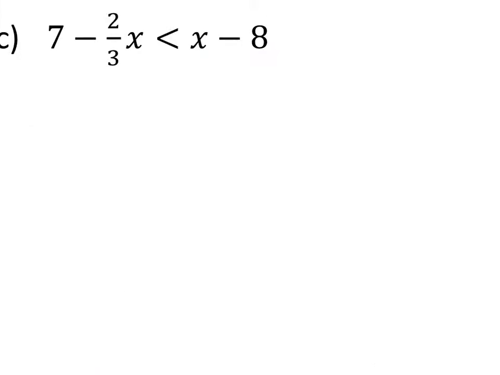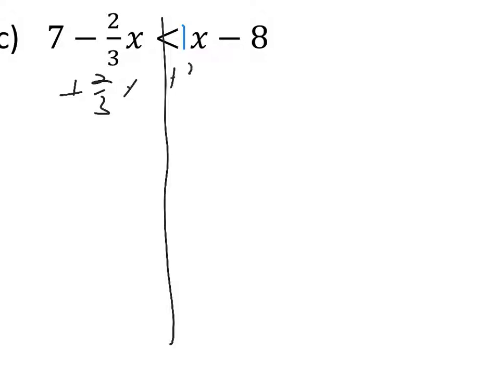Letter C, just because there's a fraction, no need to panic. 7 minus 2/3 of x is less than x minus 8. So I'm going to follow that same rule. I'm going to move the smaller coefficient. So since there is no coefficient here, it's really a 1. So I have negative 2/3 and 1. So then negative 2/3 is smaller. So I'm going to add 2/3 x to both sides.